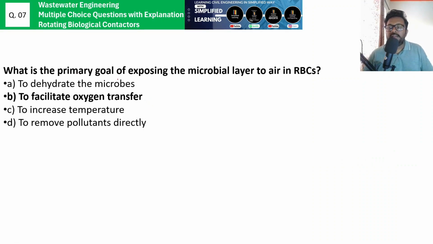Then what is the primary goal of exposing the microbial layer to air in RBC? When we are saying that we are exposing the disc, or let's say the microbial layer or biofilm, to air in RBC, we are talking about oxygen transfer. Always remember two cycles: exposure to atmosphere, that is exposure to oxygen, and submergence in wastewater.